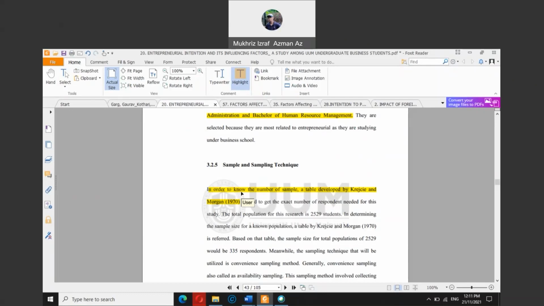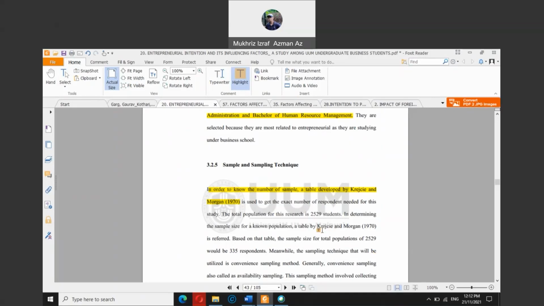what is the minimum number of students that you need to send out the questionnaire to and answer your questions? Because you can send out more, but the minimum that should reply or return the questionnaires will be based on a certain statistical table. And Krejcie and Morgan 1970 is one of the most popular ones. I already included the table in your OL. You can refer to that.